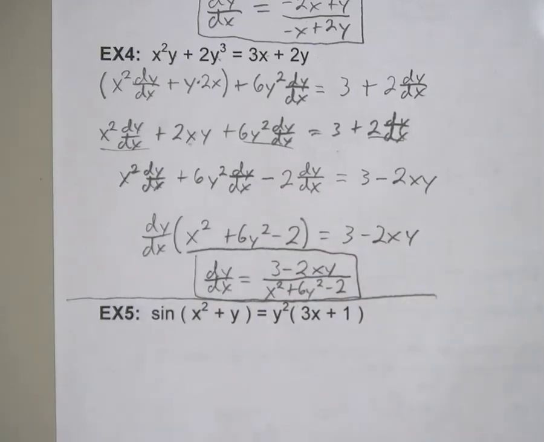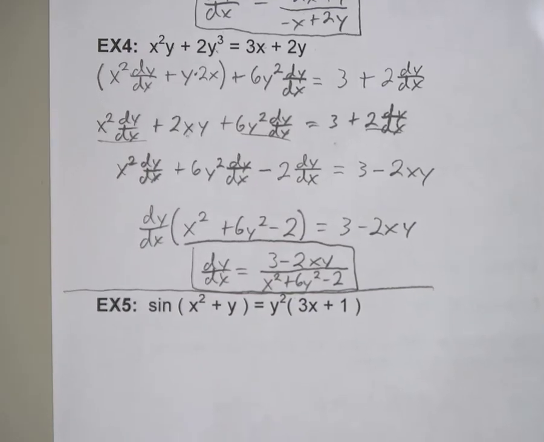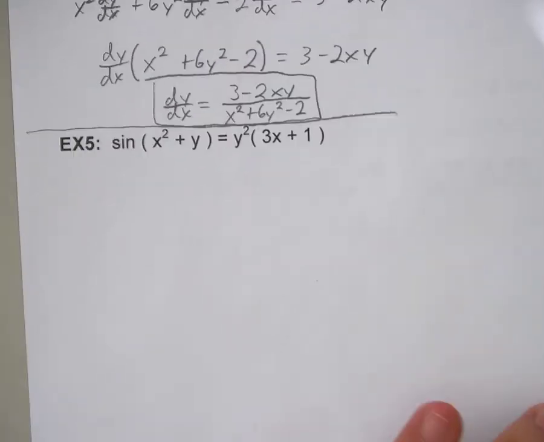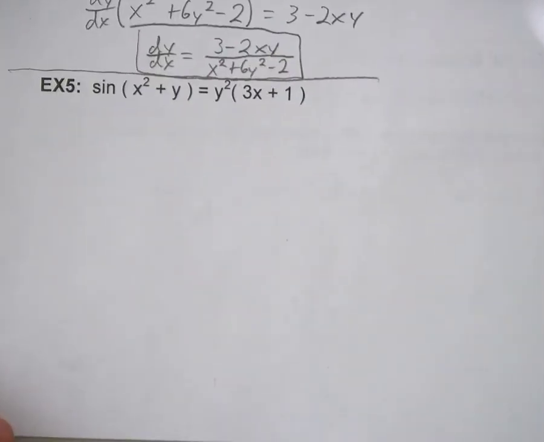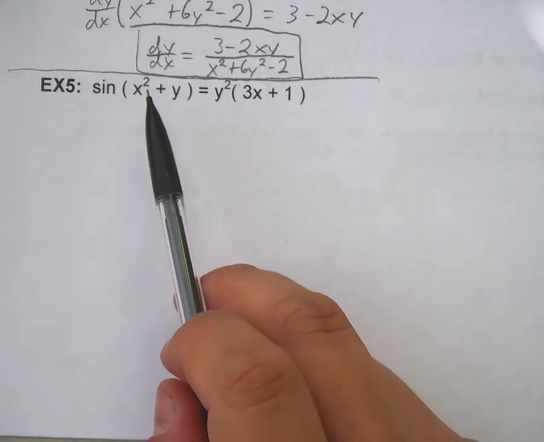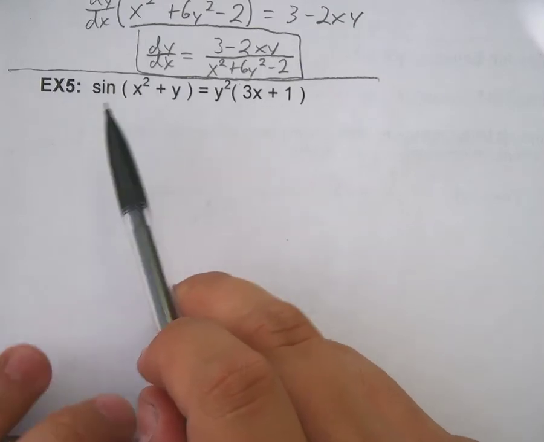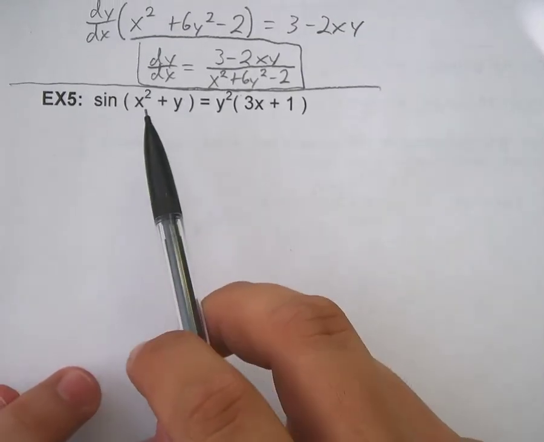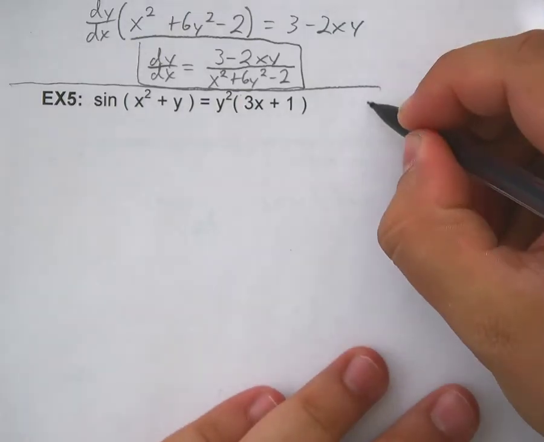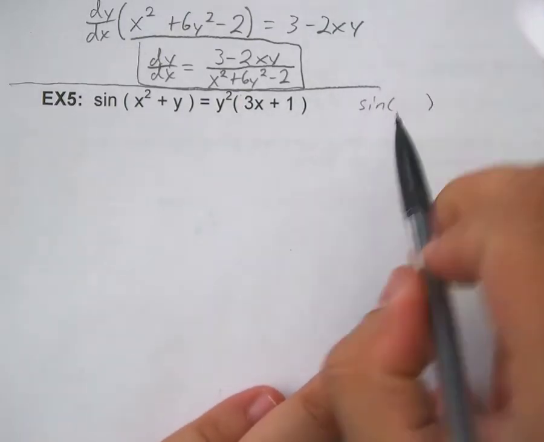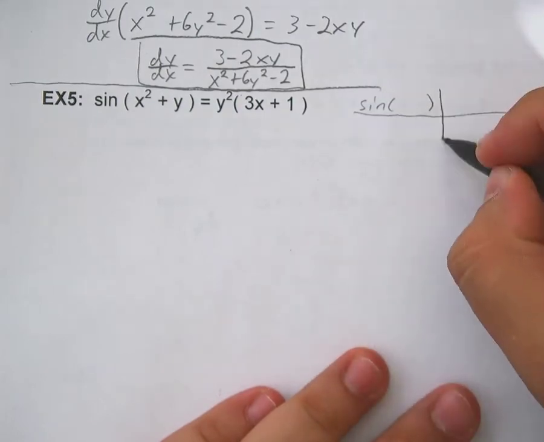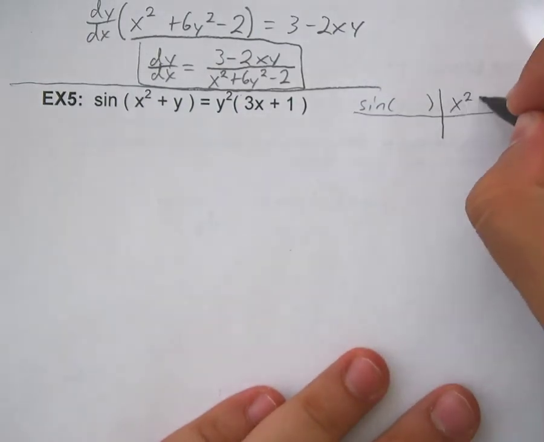So see, it's not really that much going on. Now, I will admit, once you get to your sines, or once you start using your chain rules, like on example number 5, the last one here, this can get a little hairy. So stay with me on this, okay? First, on the left-hand side, we've got a chain rule. I've got sine and a function inside of it. So let's set this up over here. I've got sine, and the inside is going to be x squared plus y.